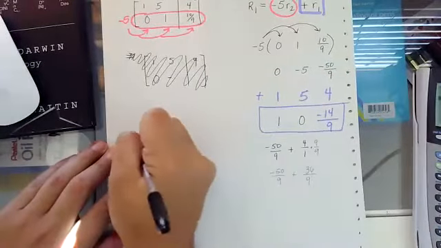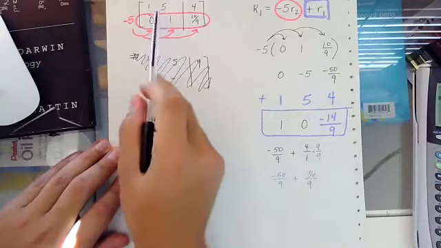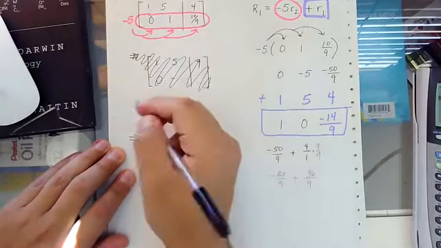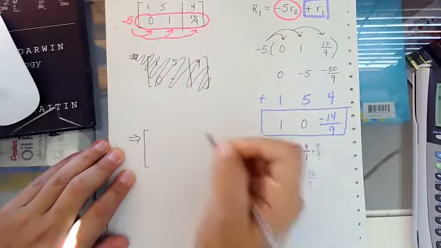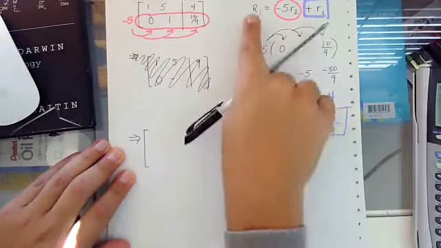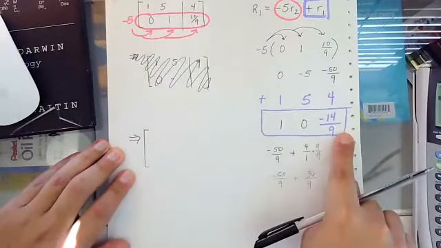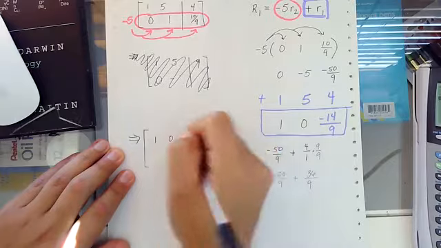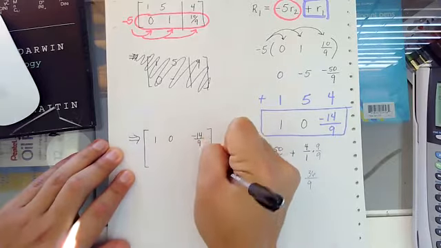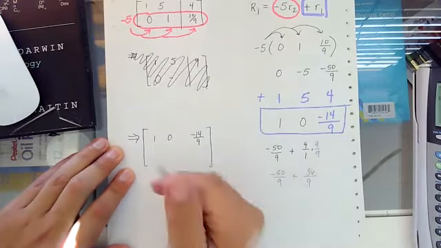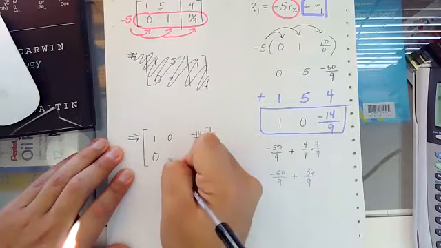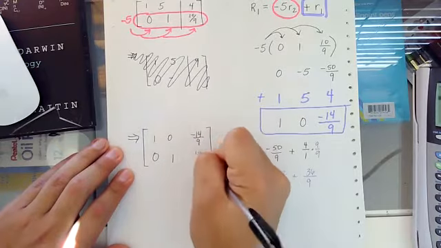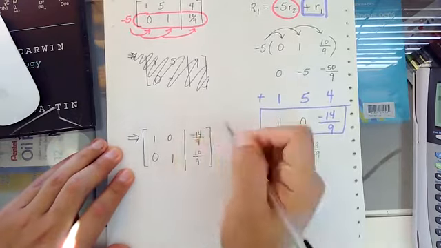So what we can do then is say, I said we had this matrix, we did these operations. So what we should end up with is what we're changing row 1 to: 1, 0, -14 over 9. And then this is 0, 1, and 10 over 9.